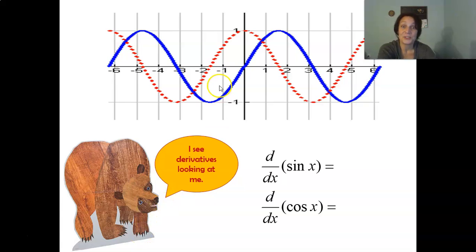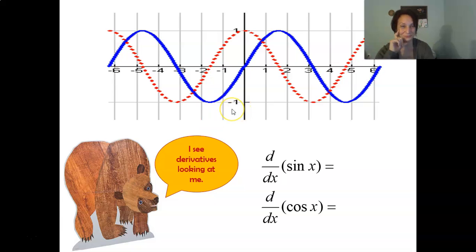I want you to check out these two graphs and tell me what you think about the derivative of the sine and the derivative of the cosine. Look at how these two graphs are compared to each other, and remember what a derivative is. A derivative is the slope of a function. Can you tell from these graphs what the derivative of sine and the derivative of cosine might be?